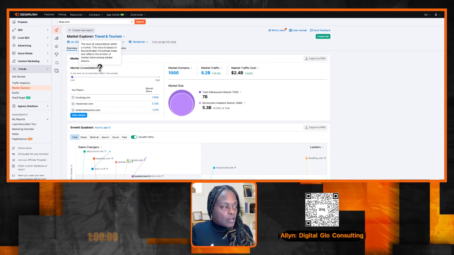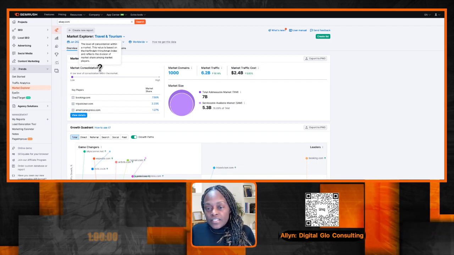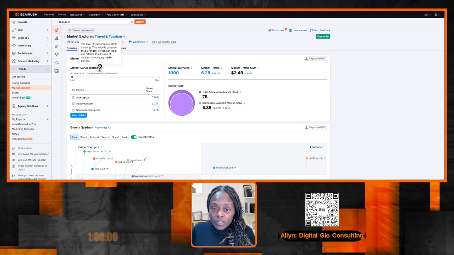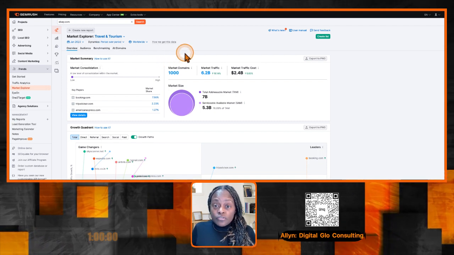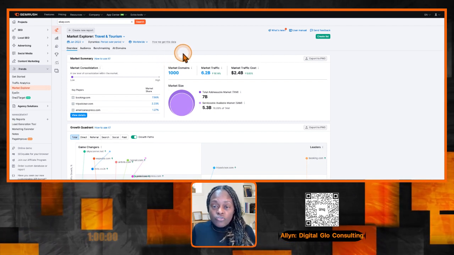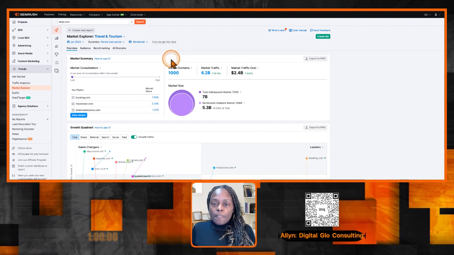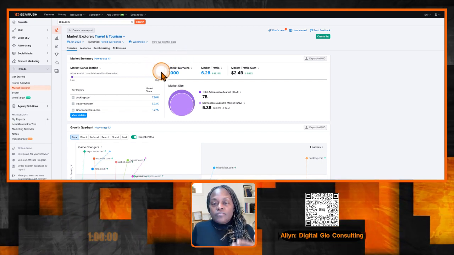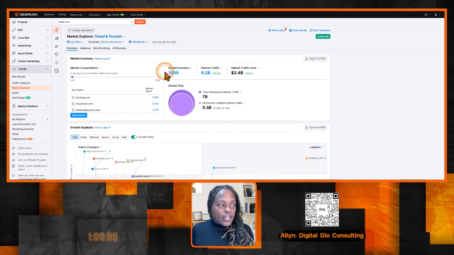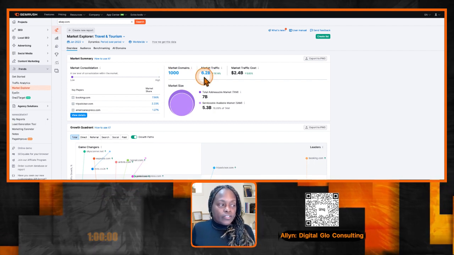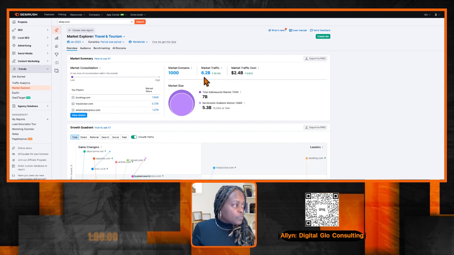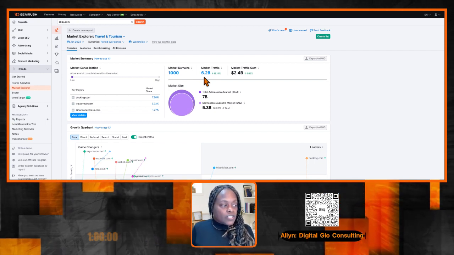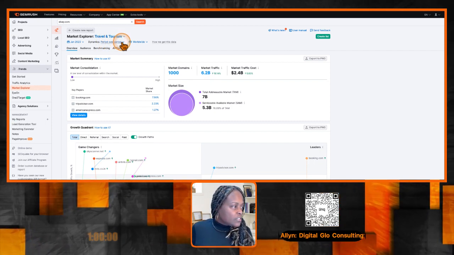So Booking.com is receiving 7.96% of the overall traffic that's being generated by those who are interested in the travel and tourism industry, right? And this is over 1,000 domains, right? And then the market traffic, the total market traffic per month or over the period, whatever this period is, is 6.2 billion. Let's look at this period.